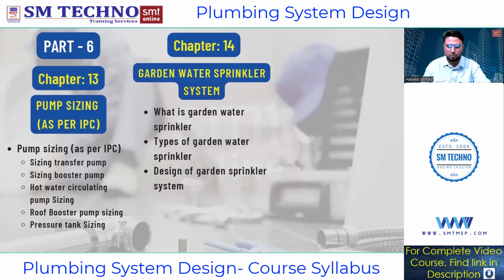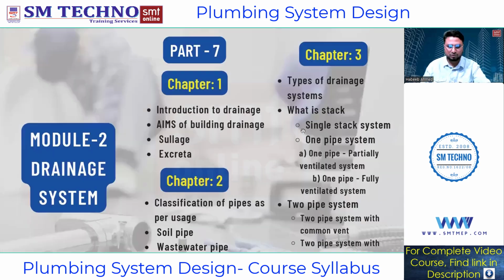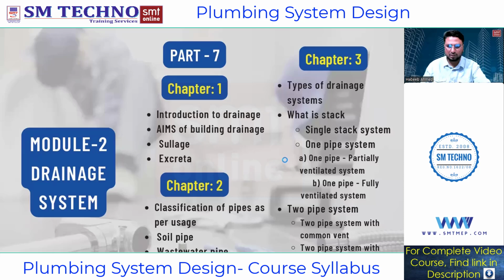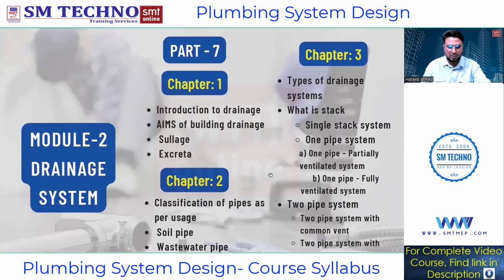Okay, so now let's move on with the plumbing, module 2, that is nothing but the drainage side. In this drainage side, we have 4 more parts: part number 7, 8, 9, and 10. Now if you see here, part number 7 is the very first part in the drainage side, which includes chapters 1, 2, 3. This is where part 7 starts from the drainage side, or module 2, you can see here.